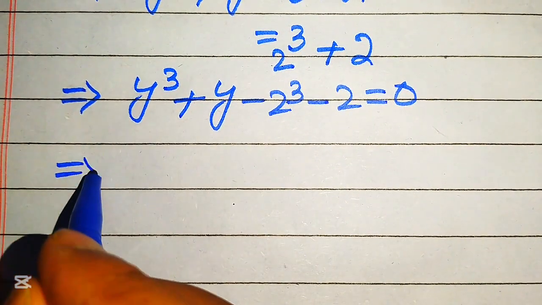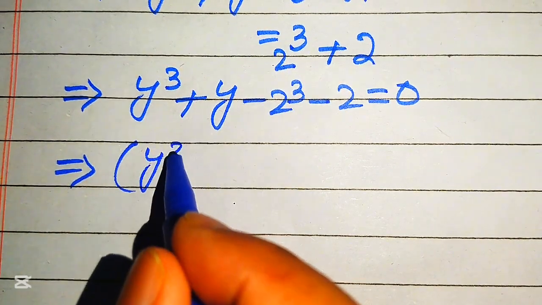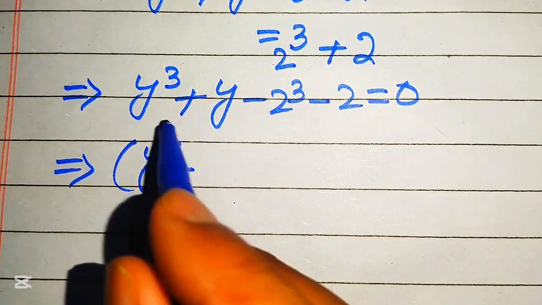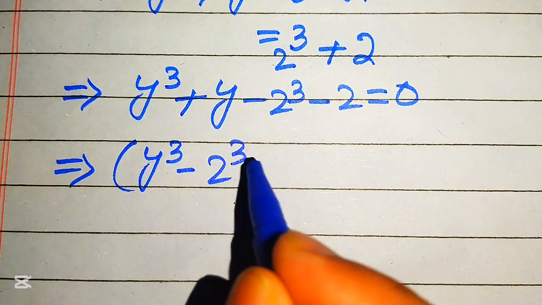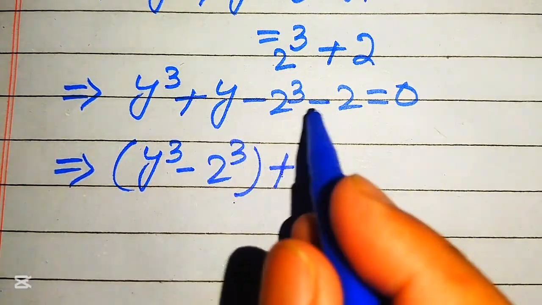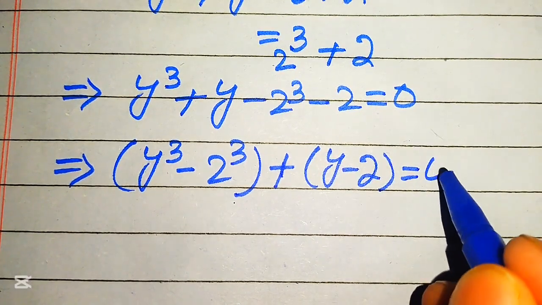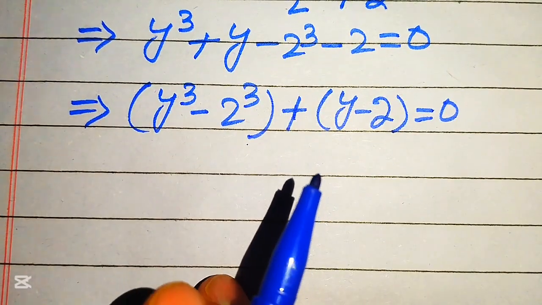And now in the next step we need to make a pair of the cubic term with the cubic term and the simple term with the simple term. So we have y cubed minus 2 cubed, plus here we take common 1 from these two values, and we get y minus 2, and this whole equation equals 0.